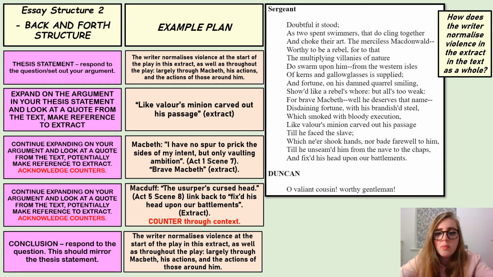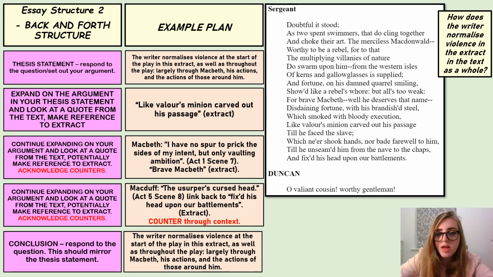So I'm going to talk about how, like "Valour's minion, carved out his passage." We're going to try to get some perceptive points in here. Talk about "carved out" and the idea that he's bravery's minion, and then normalising violence because they're confusing bravery and violence for me. I can link that to "brave Macbeth" and talk about the cumulative effect of valour and brave, for example, and also look at the idea of him physically carving them out. And that's obviously got a lot of violent connotations as well. There's loads and loads we need to look at there.